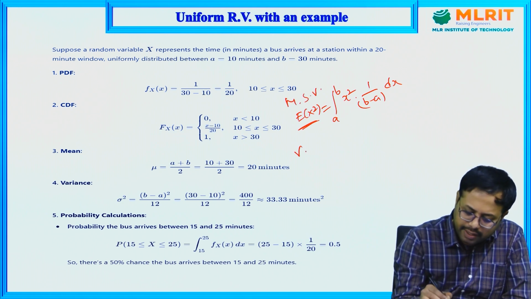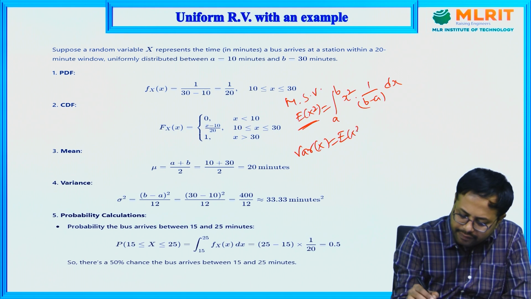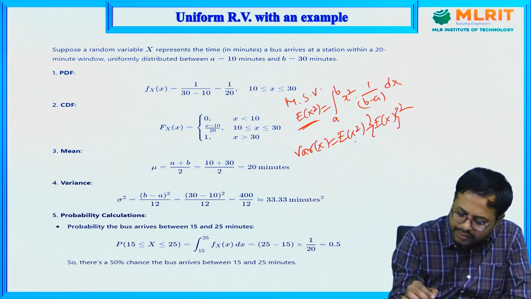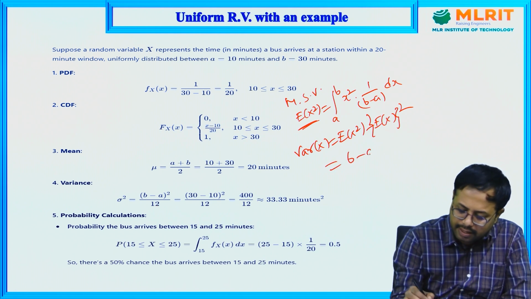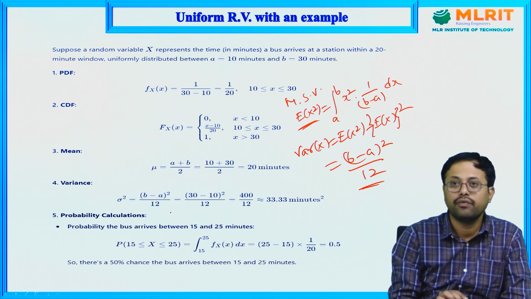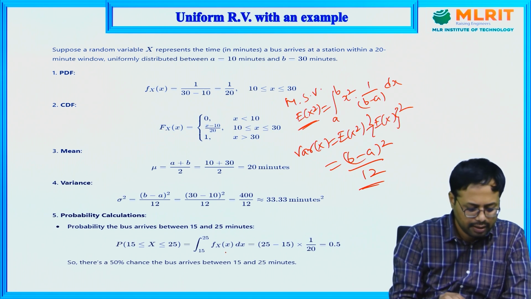Then what is variance? Variance is equal to mean square minus square of mean. If you substitute the values, then you will get the answer b minus a whole square by 12. This is the answer for the variance, which is what was asked.